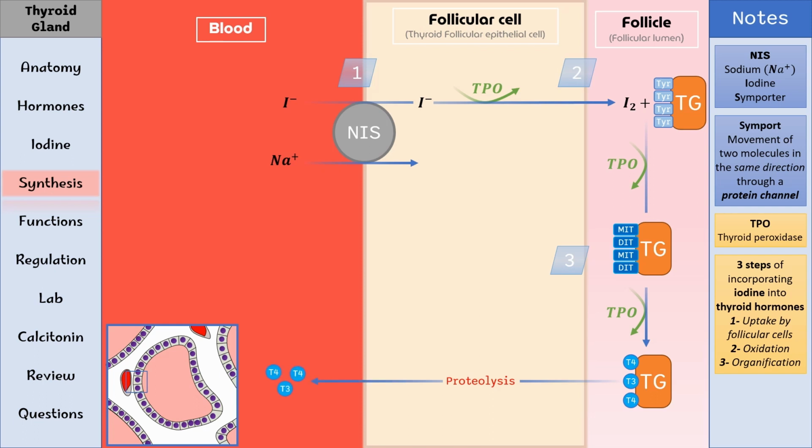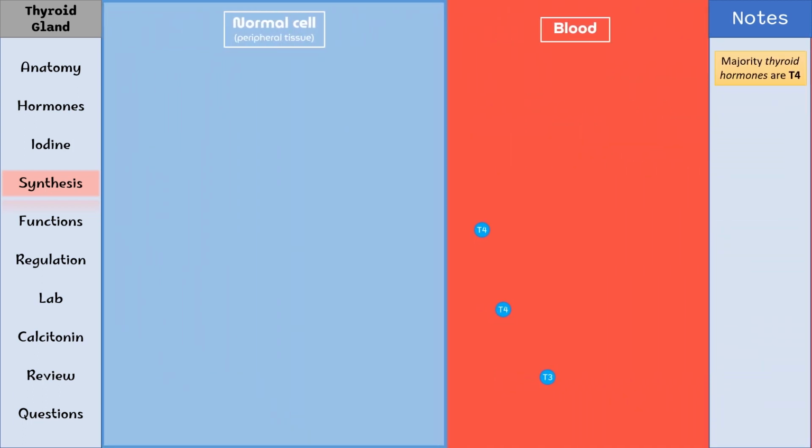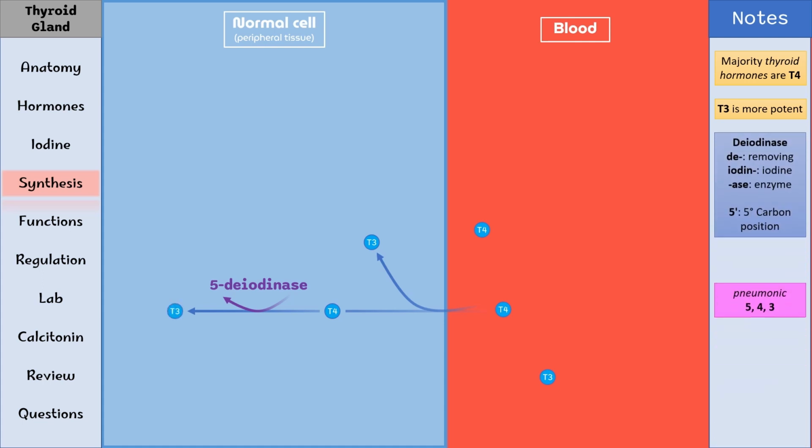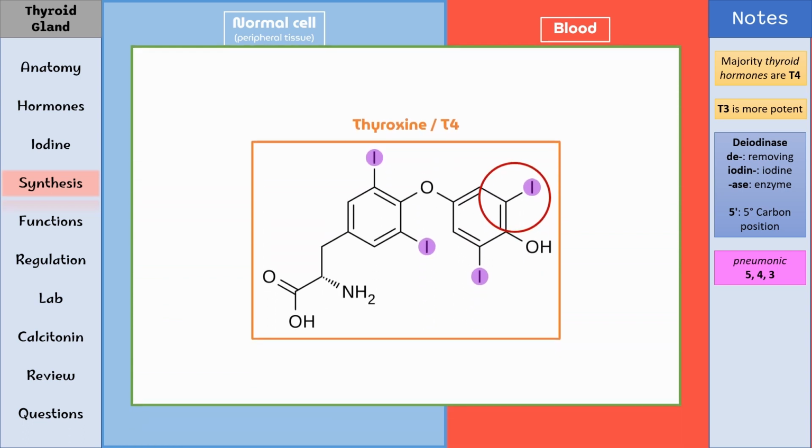The majority of the product of the thyroid gland is T4, more than 90%. However, T3 is a more potent activator of the thyroid hormone receptor. So, there is an enzyme found in the peripheral tissue called 5' deiodinase that converts the T4 molecules into the more active form T3 within the tissue by removing one iodine from the 5' position.